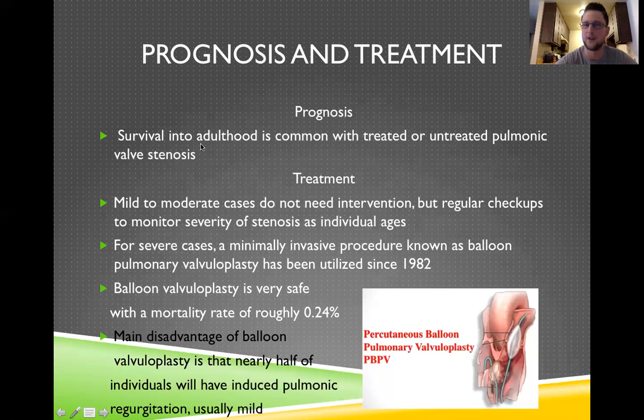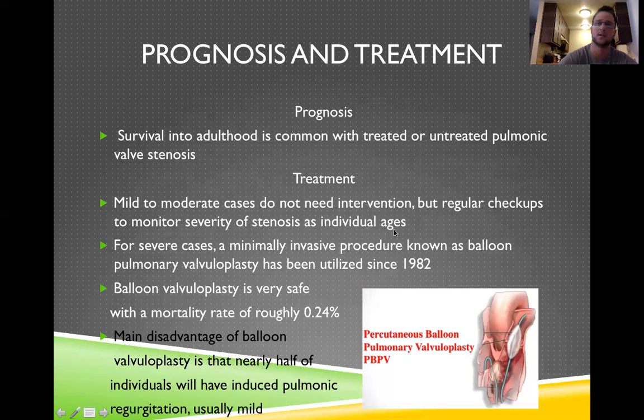And it's very safe, because the mortality rate is roughly 0.24%. I saw different rates, and this is about the average of what I saw, but it's rare. When it comes to heart procedures, it is definitely on the safer side. Now, there is one drawback to this, which is that about half the individuals experience pulmonic regurgitation.